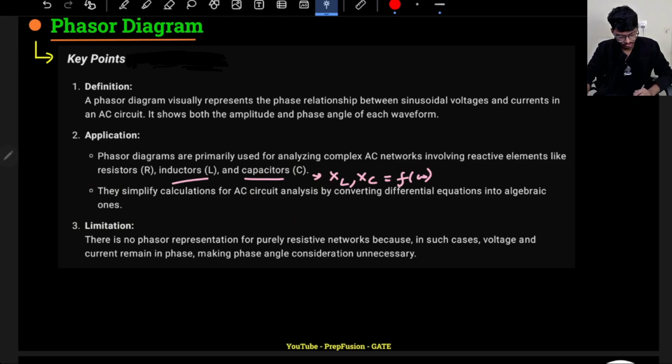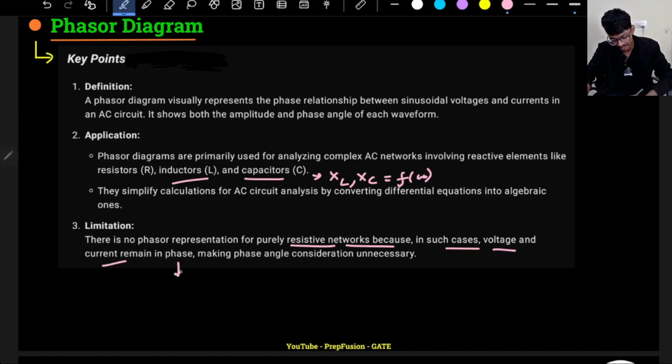As for limitations, there is no limitation as such, but there is no concept of phasor representation for a purely resistive network, because in such cases voltage and current remain in phase. That's where the name phase came from. The name phase came because the voltage and current were not in the same phase. They had a phase shift between them, which I will derive in the next lecture. Due to that we had to show a new representation, that is the phasor representation.